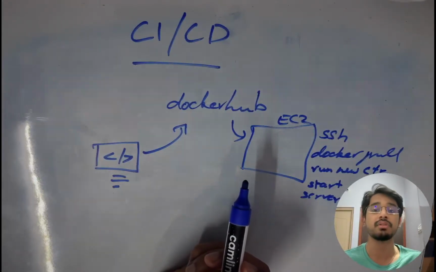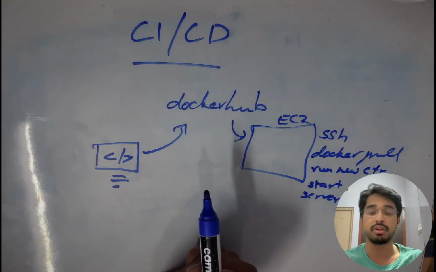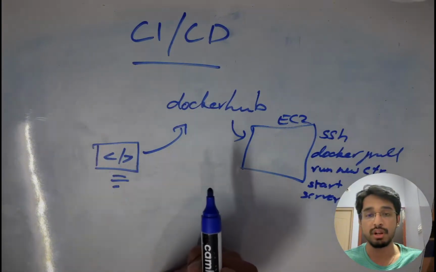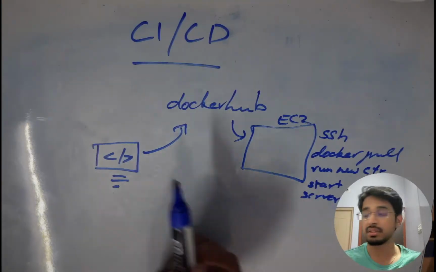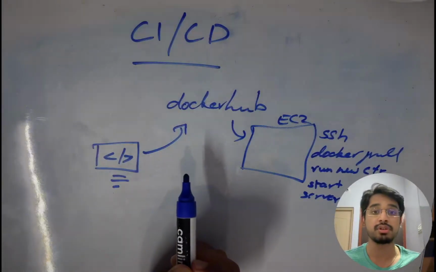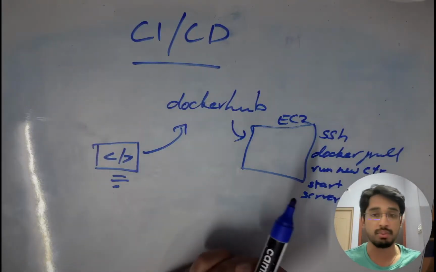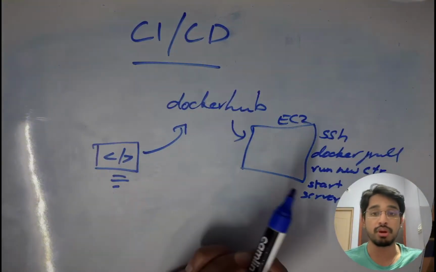All right, so whenever we push our code, anytime on GitHub or Docker Hub, it should automatically pull and then run a container out there. Okay, so we want to automate this entire process, right? So whenever a developer pushes the code, it should auto deploy, and then we can see our latest changes wherever you've deployed, for example EC2.